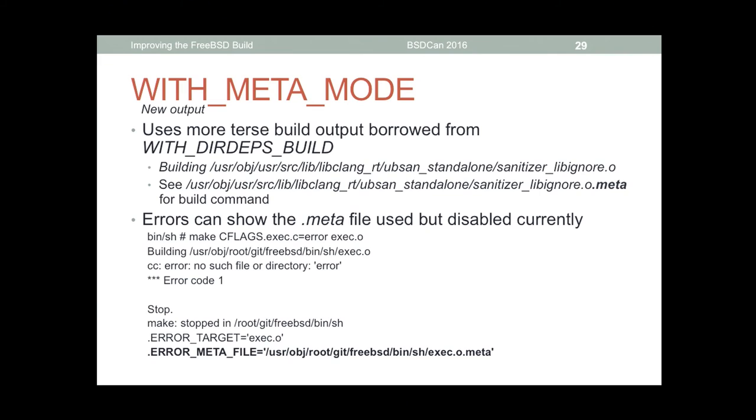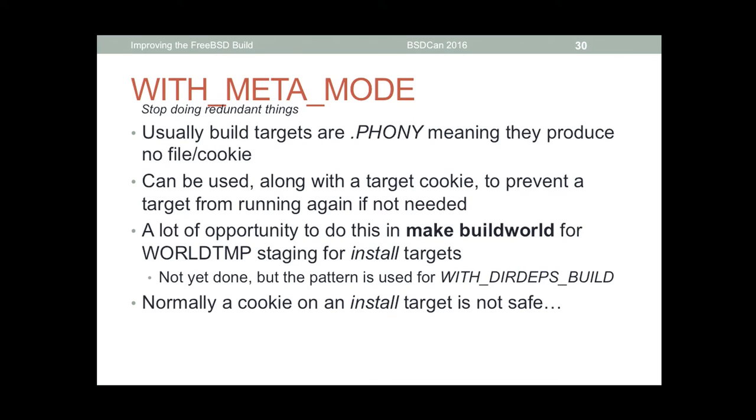I'm going to speed up a little because I have too much content. So MetaMode also enables a more terse output of just "building blah" instead of showing the full output. You can disable this with -D NO_SILENT. And then if you hit a build error, currently I don't have this enabled, but I'm going to enable it. It'll tell you which meta file to look in for the build command, but you can just open the .meta file for the target to see what the failed command was. Something else with MetaMode is it allows us to skip doing redundant things.